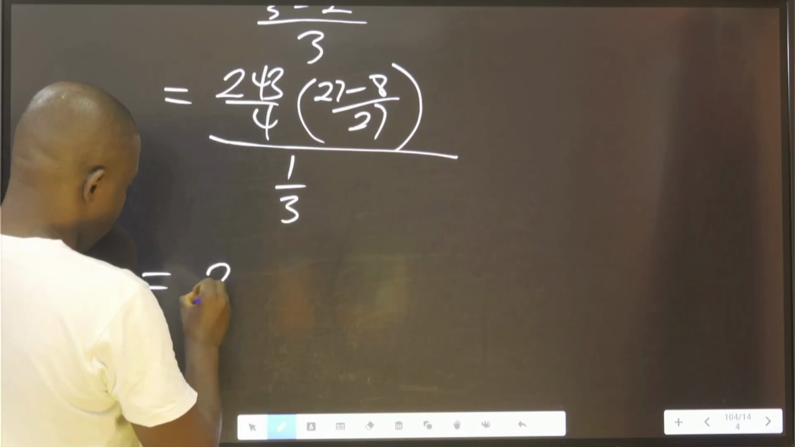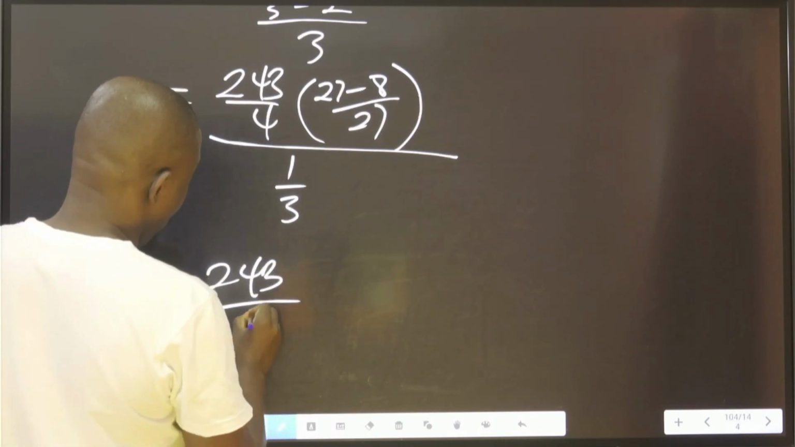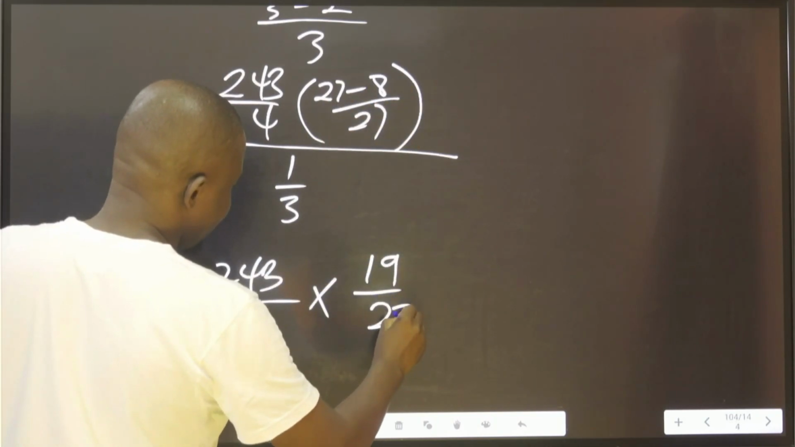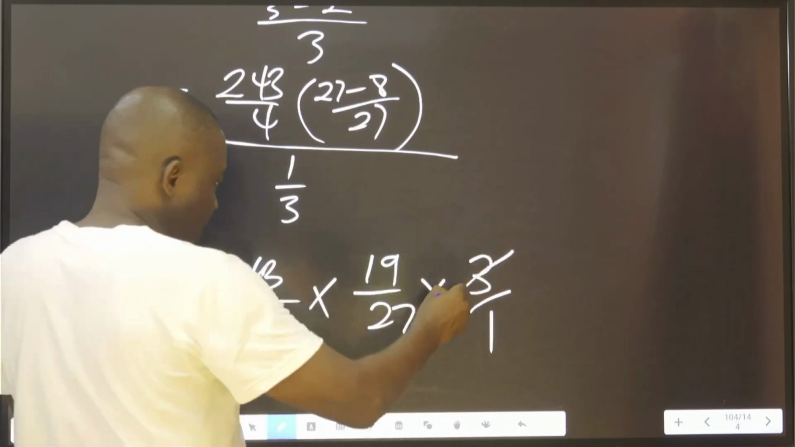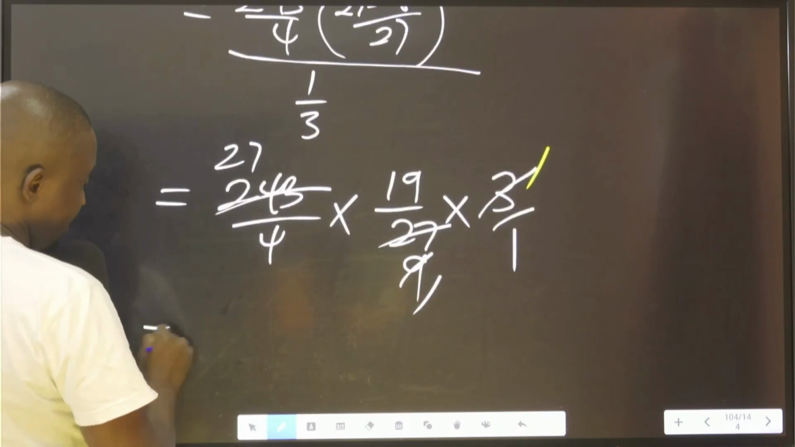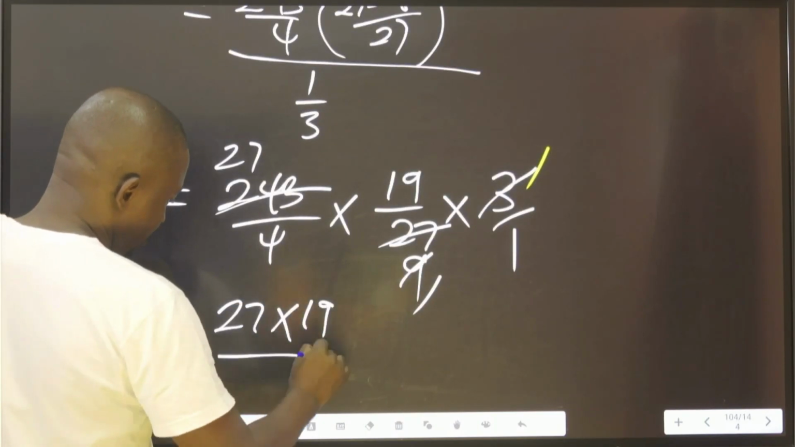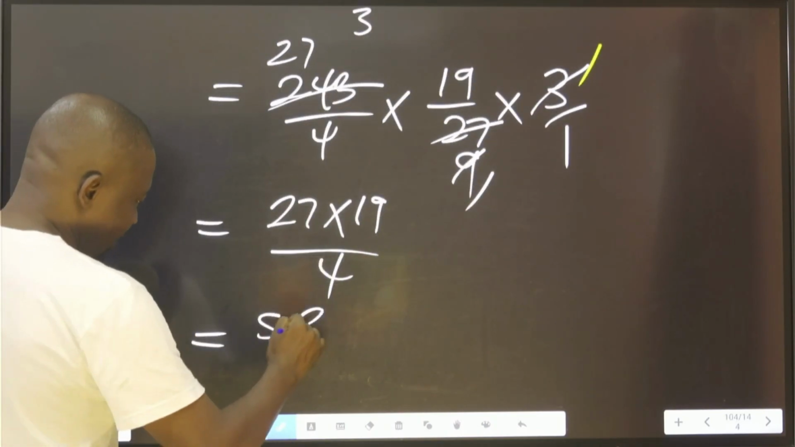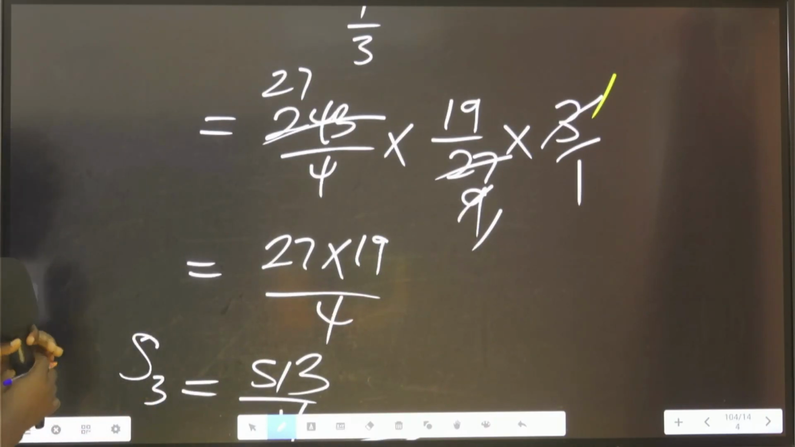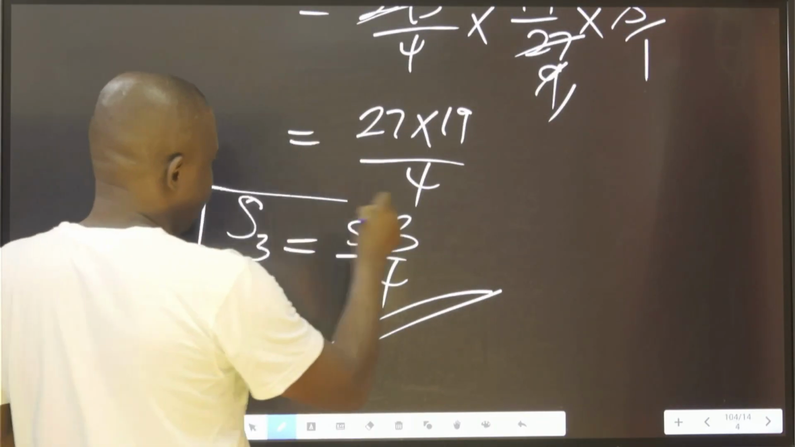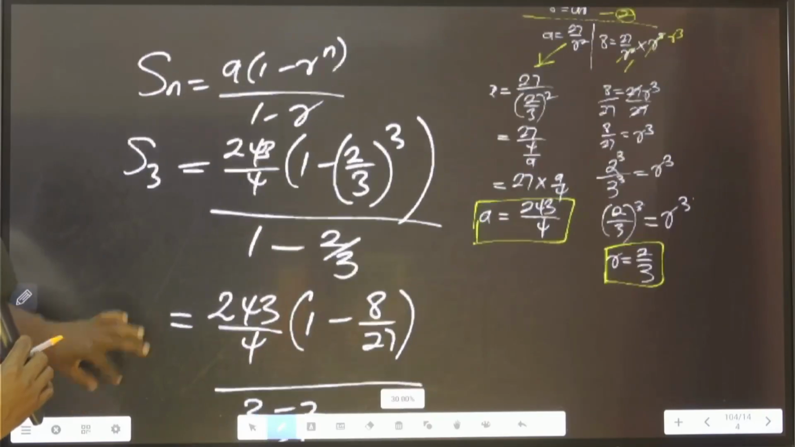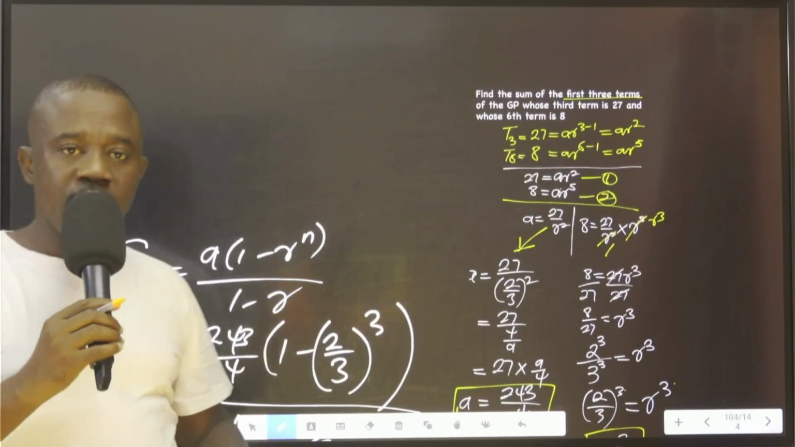So this is 243 over 4 multiplied by, this is what? 19 over 27 multiplied by 3 over 1. 3 here is 1, 3 here is what? 9. Here 1, here 27. It means therefore 27 multiplied by 19 all over 4, which is equal to 513 all over 4. So this is the summation or the sum of the first 3 terms. Hope this is understood. Thank you for viewing.